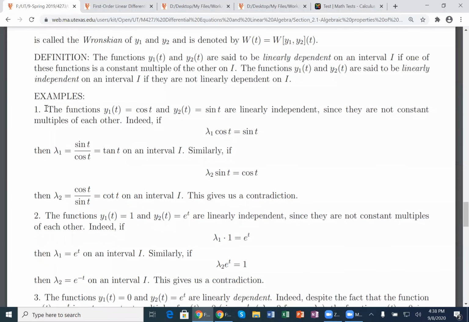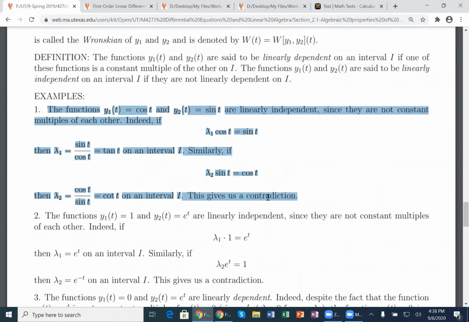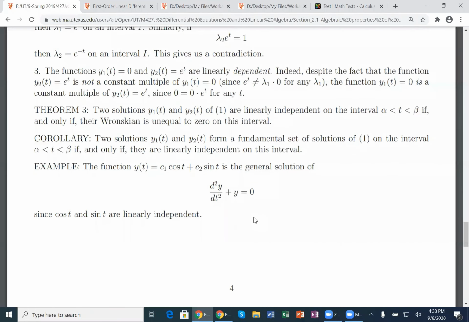According to what is written here, sine and cosine are linearly independent. Therefore, by the corollary, this is the general solution of our equation again. Repeat once again. Suppose we have two particular solutions of our equation. Question: C1y1 plus C2y2. Is this the general solution or not?